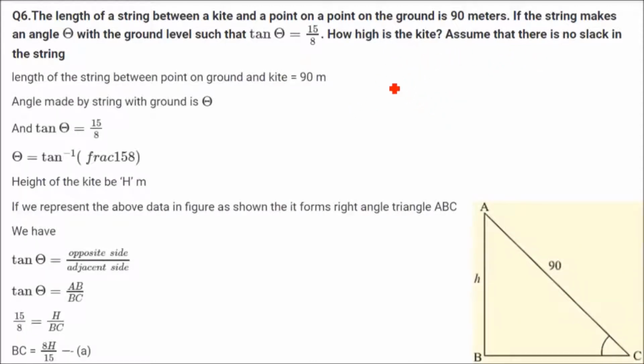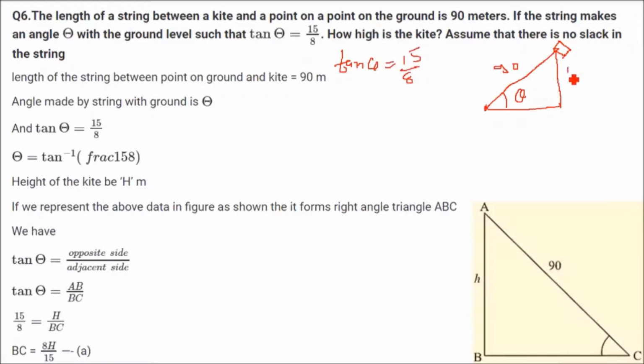So here the scenario is the length of the string between kite and a point on the ground is 90 meters. So here, from here to here, it is 90 meters. This is the length of the string of the kite. So here is your kite. If the string makes an angle of theta, this is theta, and it is given that tan theta is 15 by 8.